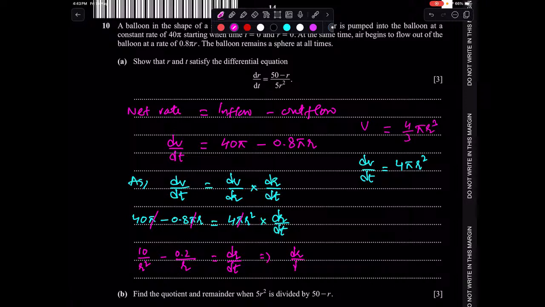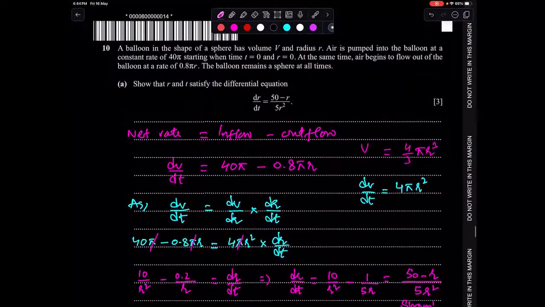So dr upon dt is 10 upon r square minus 1 upon 5r. You can write 0.2 as 1 upon 5. Now if we take LCM, we will get the required equation: 50 minus r upon 5r square. This is what we had to prove. So this was the first part of this question 10.